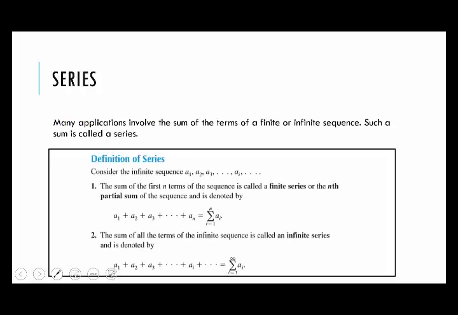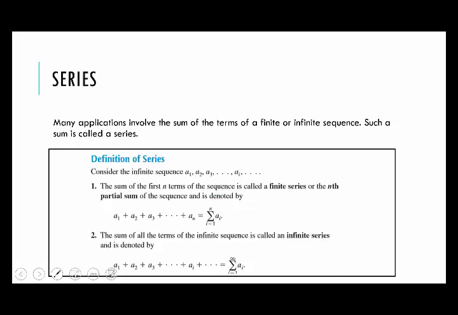Now, many applications involve the sum of terms of a finite or infinite sequence. Such a sum is called a series. So, consider the series A1, A sub 2, A sub 3, and so on and so forth. The first n terms is called a finite series, or the nth partial sum, as denoted by this. So finding the sum of all the terms of the sequence would be a finite series where you start at 1 and go through the nth term.